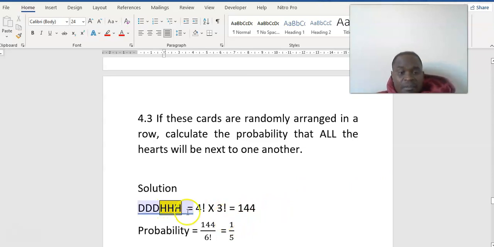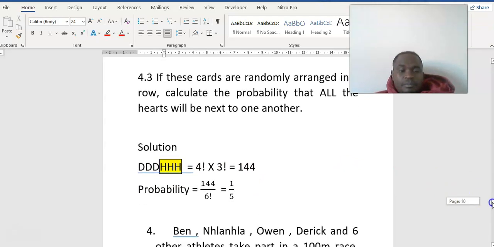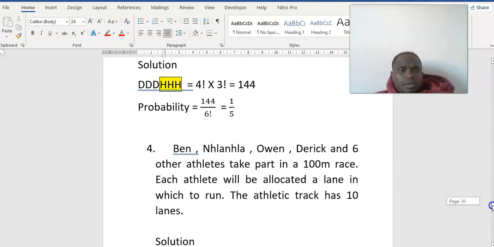So our probability is the number of successes over the sample space. We know our number of successes to be 144. Our sample space is going to be 1, 2, 3, 4, 5, 6, 6 factorial. Okay, so here if I press this on the calculator, I'm going to get 1 over 5. Alright, let's press.